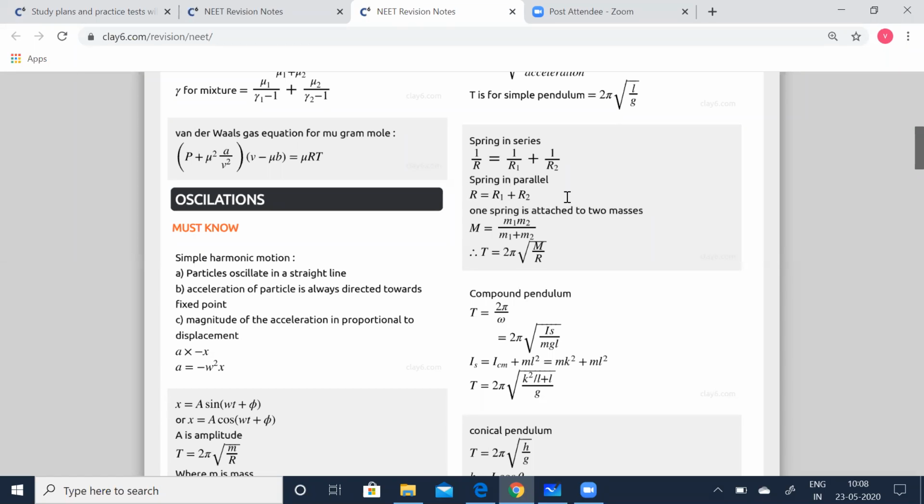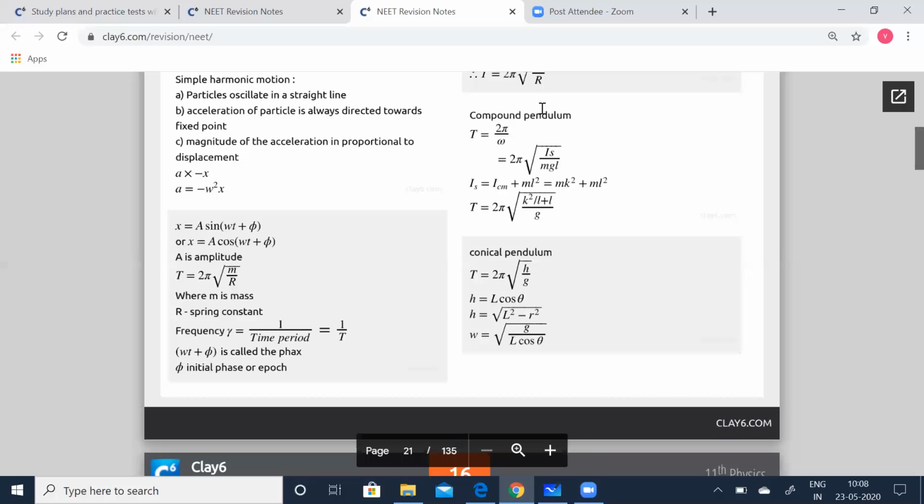One spring is attached to two masses. If one spring is attached to two masses, then you can apply this formula: m is equal to m1 m2 by m1 plus m2. You substitute this and you get for time period T is equal to 2 pi root of m by k.